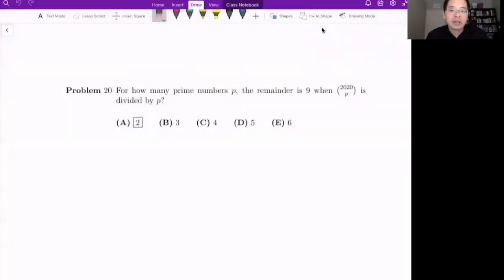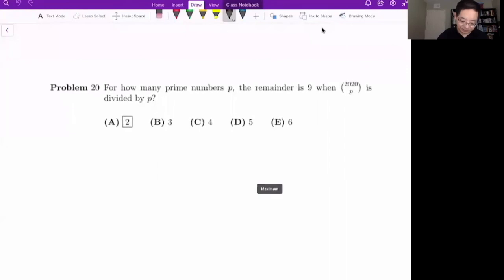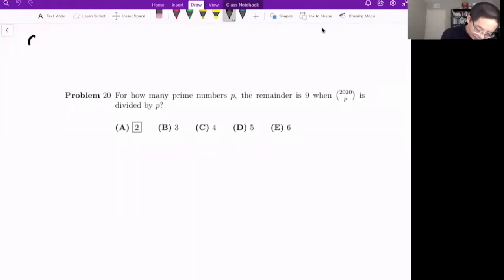Number 20. Here we need to find prime numbers P such that when 2020 choose P is divided by P, the remainder is 9. For this problem, we need to use a general fact: if you have a general positive integer n and you take n choose P, what is the remainder? Let me state the general fact, then I'll prove it.